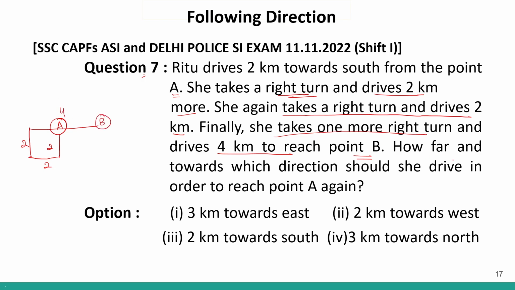We have to find out how far and towards which direction should she drive in order to reach point A again. So to reach point A, she would have to drive in this direction. This direction is which direction? This is west, clearly. How much? So if this is 4, this complete line from here to here is 4. This is 4 kilometer and this much is 2 kilometers. So this much will be how much? This will be 4 minus 2, which is 2. So 2 kilometers towards west, which is option number 2. So option number 2 will be your correct answer.